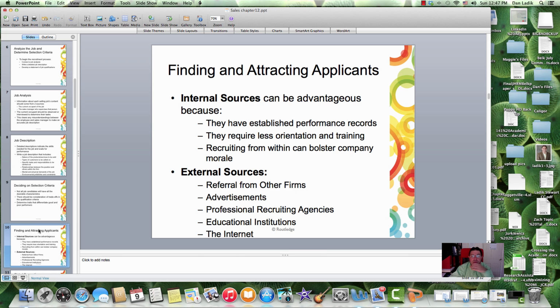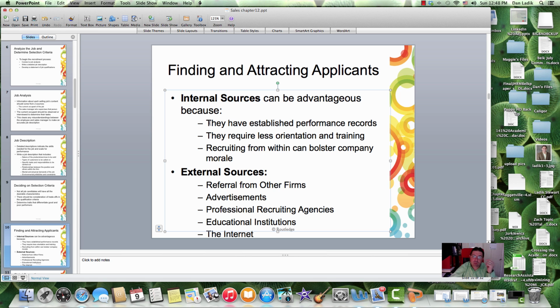Now, when we think about trying to find applicants, we can think about them coming from two different distinct places. We have internal sources and we have external sources. This is by far the preferred route. And usually what good sales organizations have is they have a number of either understudies or inside salespeople that when a position becomes available, these people could become the candidate.